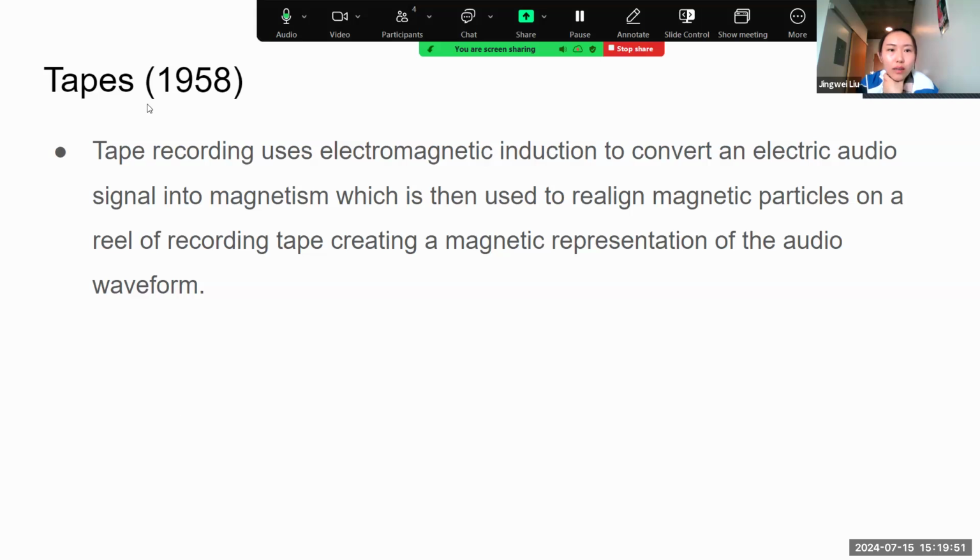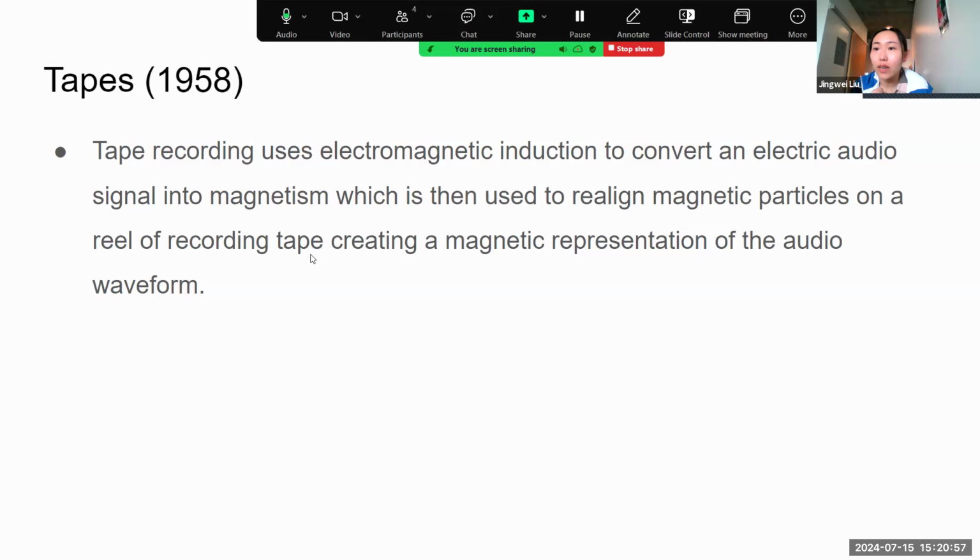Cassette tapes were invented around 1958. Tape recording uses electromagnetic induction, the same kind of mechanism as the microphone. It uses electromagnetic induction to convert an electric audio signal into magnetism, which is then used to realign magnetic particles on a reel of recording tape, creating a magnetic representation of the audio waveform. So the sound wave goes through the microphone and becomes an electric signal, and then the electric signal is converted into magnetism, and this is used to realign the magnetic particles on a reel of recording tape.